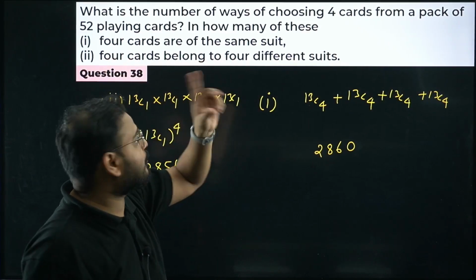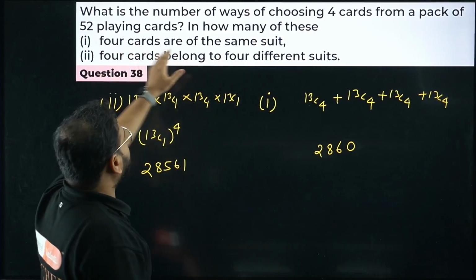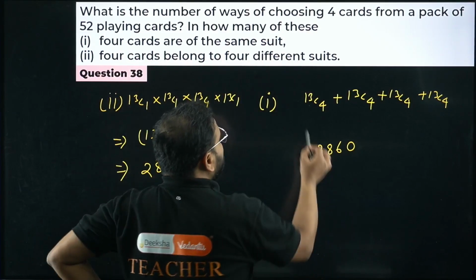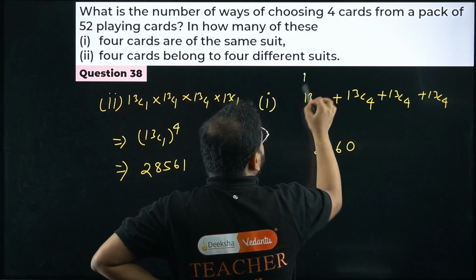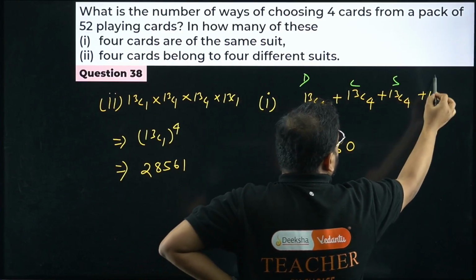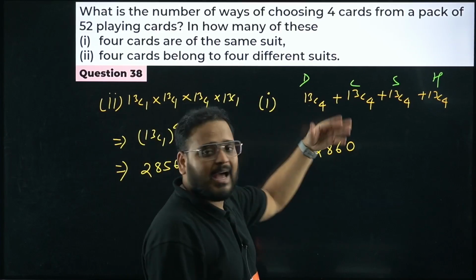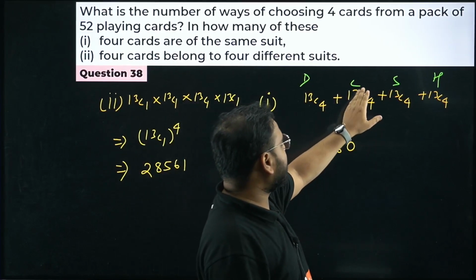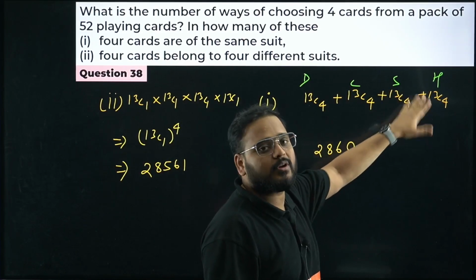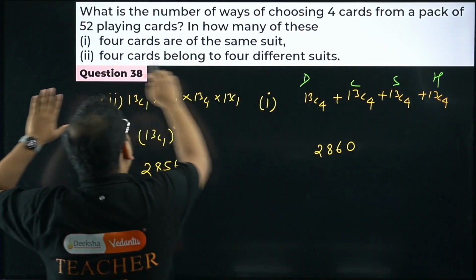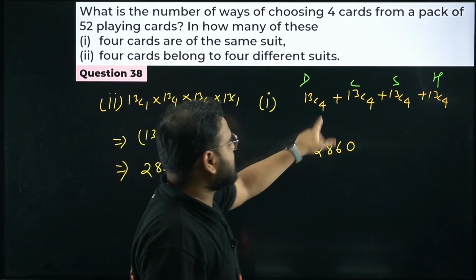So we are choosing 4 cards. What is the first category? 4 cards of the same suit. So from one suit, let's say we have diamond, club, spade and hearts. From diamond we are choosing 4 cards, no? So 13C4, I can choose any way. Again from clubs, 13C4, plus 13C4, 13C4. We are choosing 4 cards of the same suit. So that's why this is the answer.